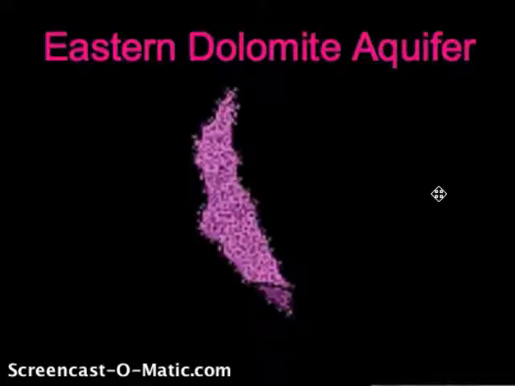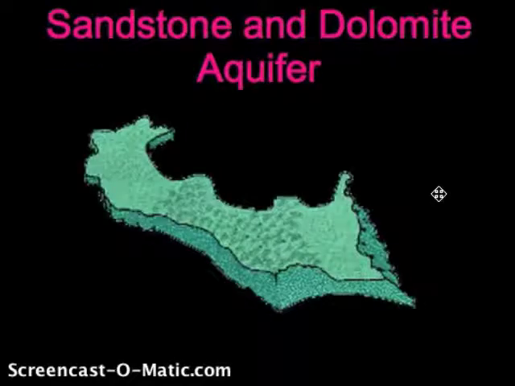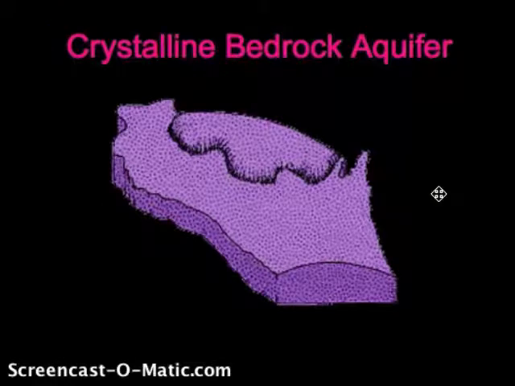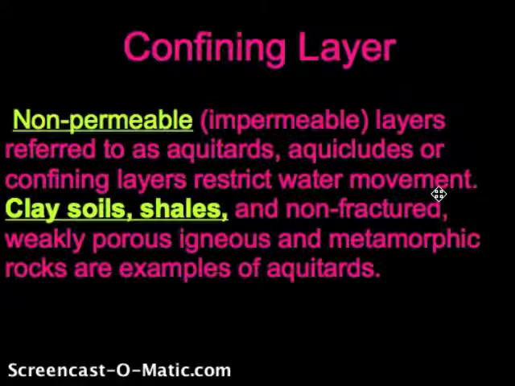You have your eastern dolomite aquifer, which is in the eastern part of Wisconsin. You have your sandstone and dolomite aquifer. And then your crystalline bedrock aquifer. So these are the major aquifers in Wisconsin. And you're going to be working with those aquifers in one of the labs that we do. You're going to be talking more about them.